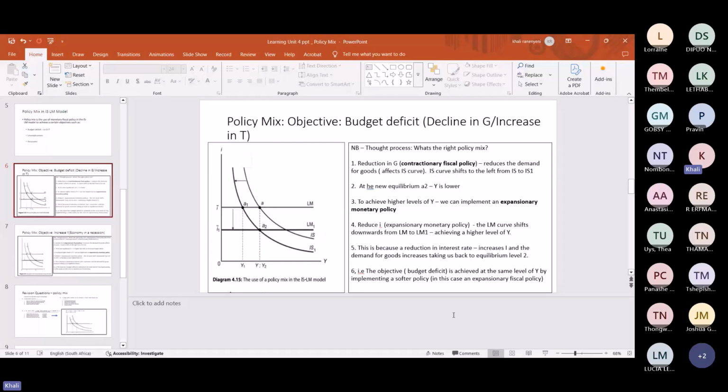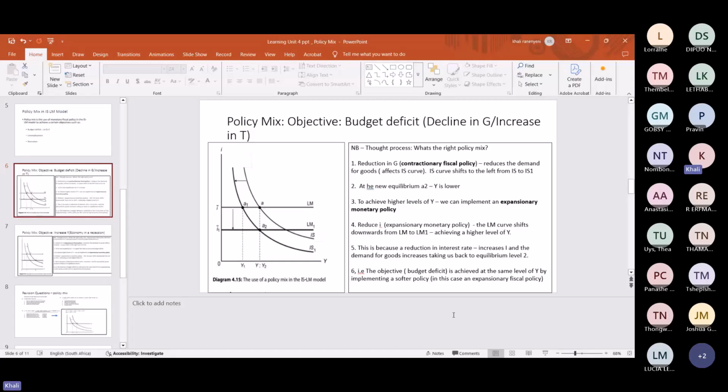You show your arrow. Arrows are very important. They show your lecturers that you understand the direct impact of the variable that is changing. So you show your arrow shifting downwards. You've got your new LM1. You've got your interest rate 1. Where does it then intersect?